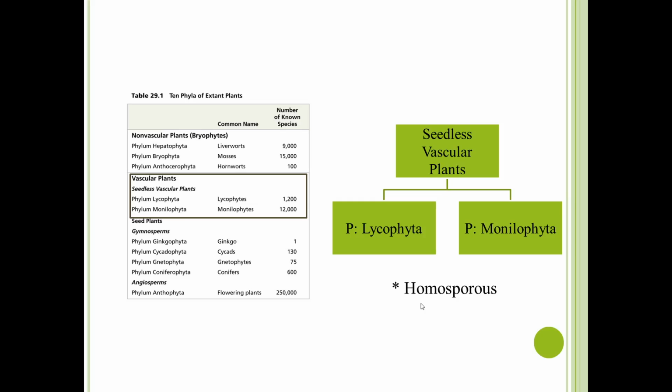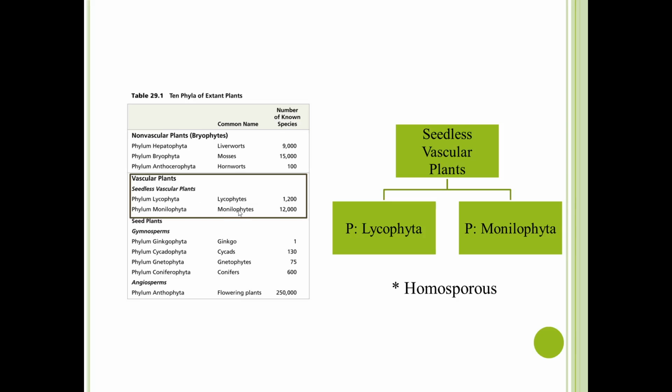Okay. So we're going to go ahead and look at two phyla that represent the group called seedless vascular plants. They are called Lycophyta and then Monilophyta. And so you can see from this Table 29.1 from our textbook, this group we already have gone through. I asked you to ignore Anthocerophyta, but we should have gone through Hepatophyta and Bryophyta already, and now we're working down here. So vascular tissue is the big thing here, but we don't have seeds yet. Okay, so seedless vascular plants.